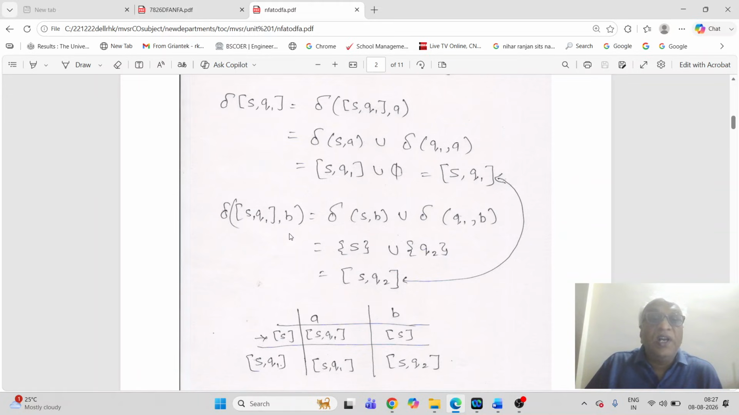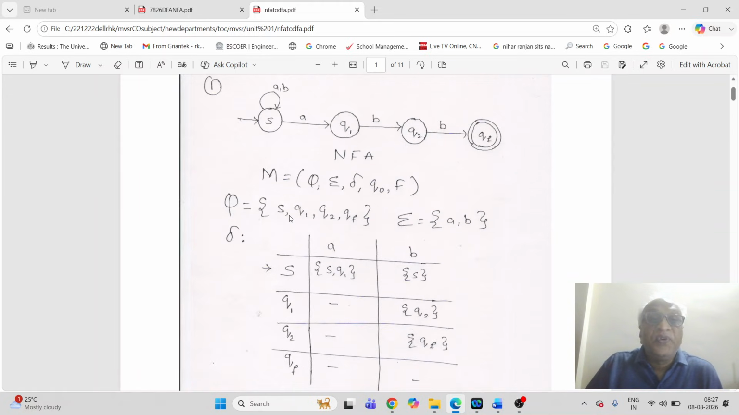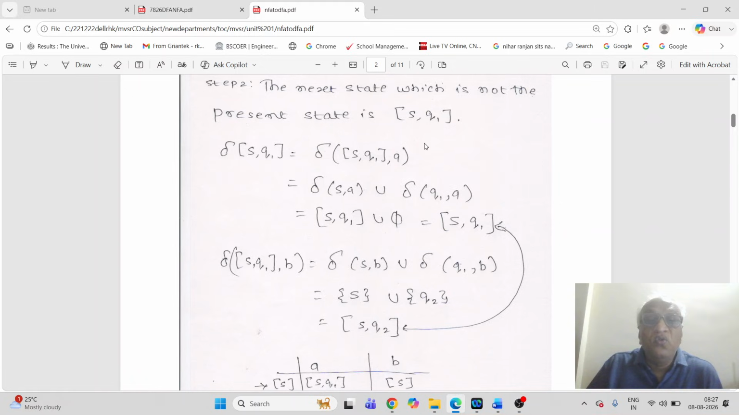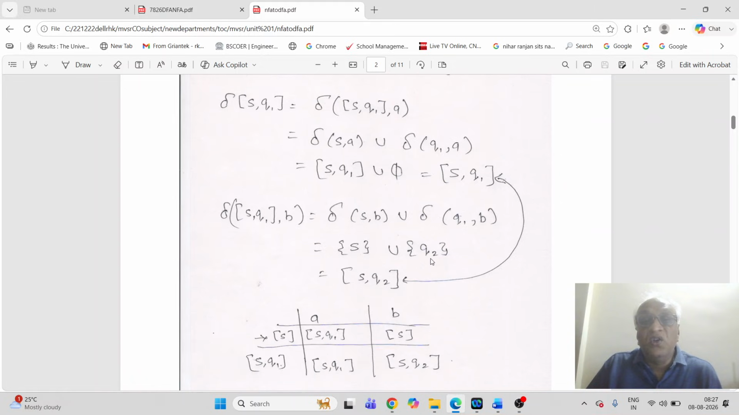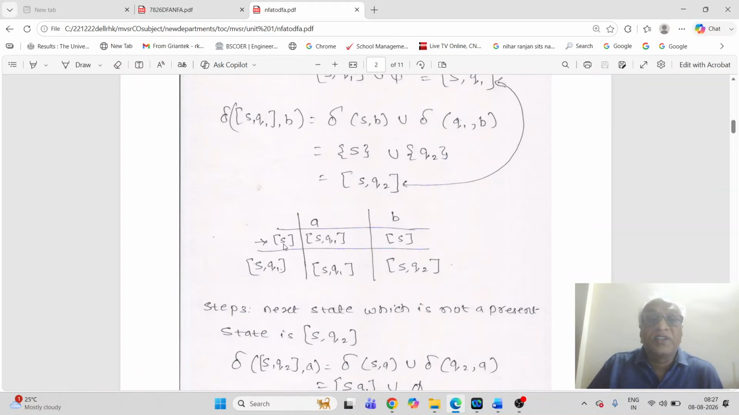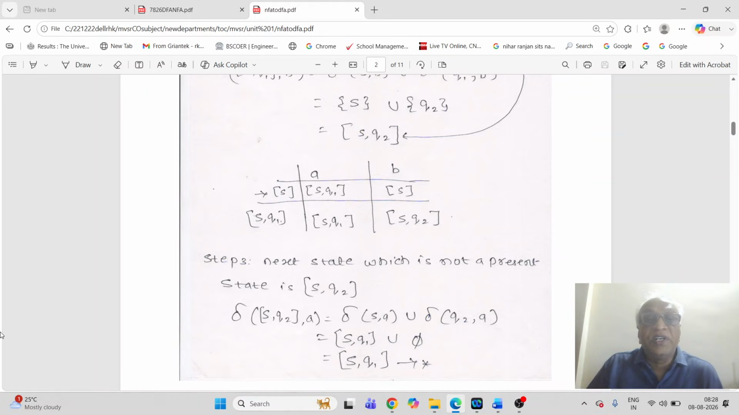Similarly, what is delta of S comma Q1 comma B? S comma B will be S, and Q1 comma B will be Q2. So S and Q2 will be the output. So we have S comma Q2. So these are the two states. What was our first state? S. What was our second state? S comma Q1. For S comma Q1, what was the output? S comma Q1 and S comma Q2. So the first state was S, the second state was S comma Q1. So what is the next state? S comma Q2. The next state, which is not a present state, is S comma Q2.